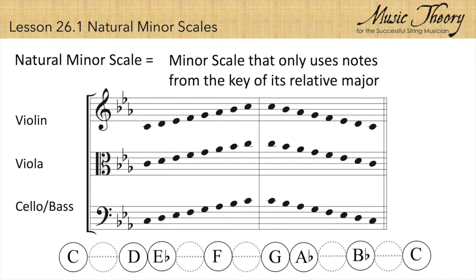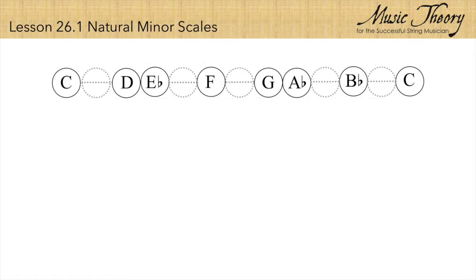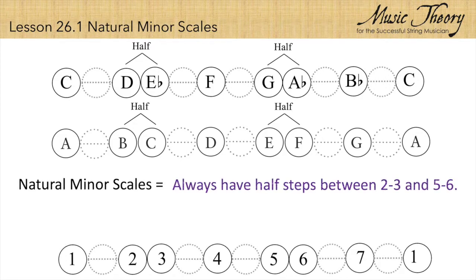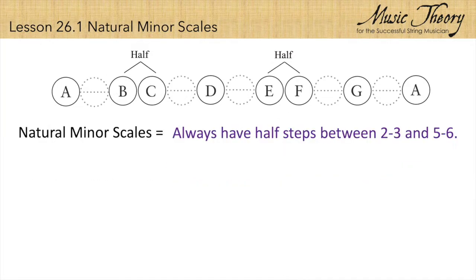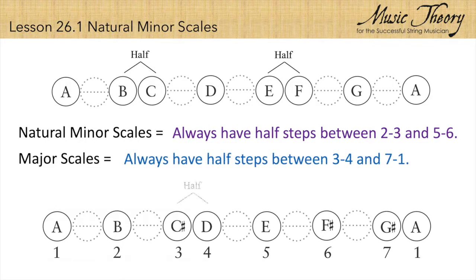But their key signature has three flats, which is the same as its relative major of E flat major. You'll notice that the half steps in a C minor scale occur between D and E flat and G and A flat. The half steps in an A minor scale occur in the same locations between B and C and E and F. In fact, in all natural minor scales, the half steps always occur between 2 and 3 and 5 and 6. This is different than major scales, of course, and you know that in major scales the half steps always occur between 3 and 4 and 7 and 1.